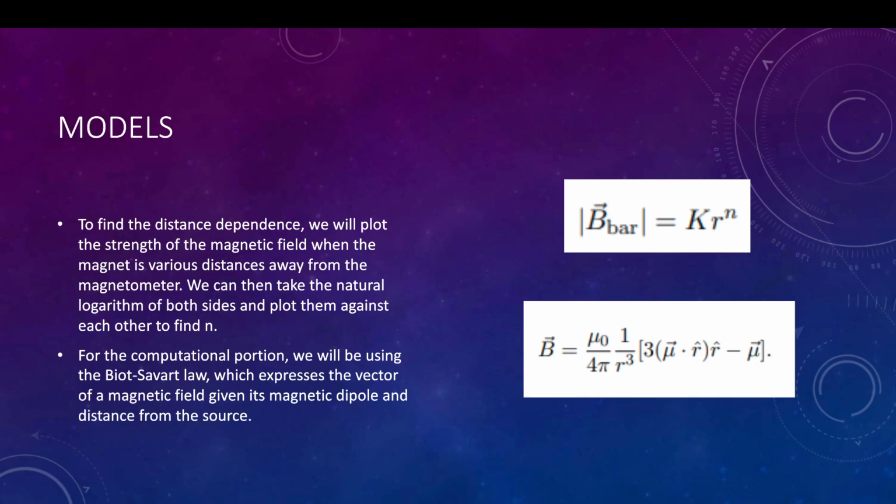To find the distance dependence, we will plot the strength of the magnetic field when the magnet is various distances away from the magnetometer. We can then take the natural logarithm of both sides and plot them against each other to find n. For the computational portion, we will be using the general form of the Biot-Savart law, which expresses the vector of a magnetic field given its magnetic dipole and distance and position from the source.